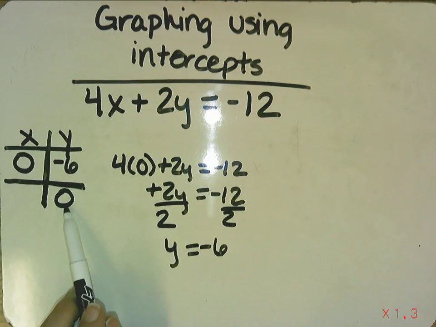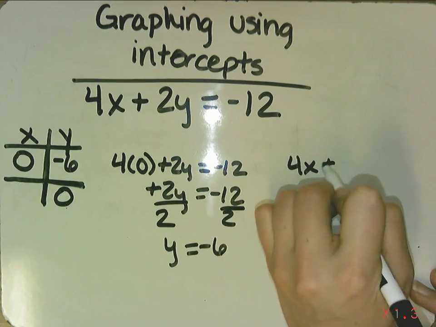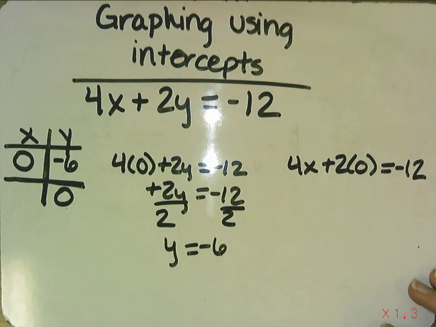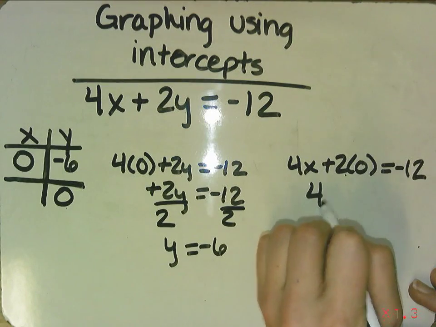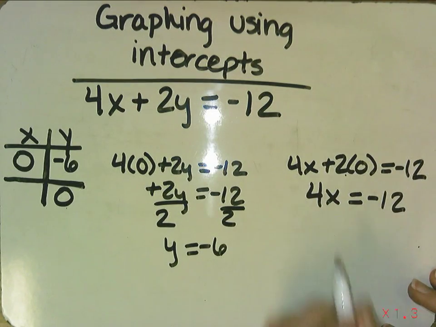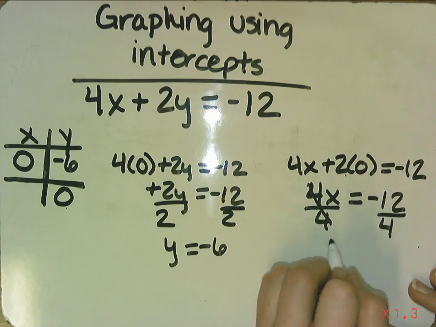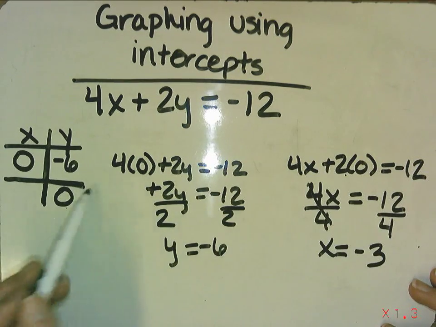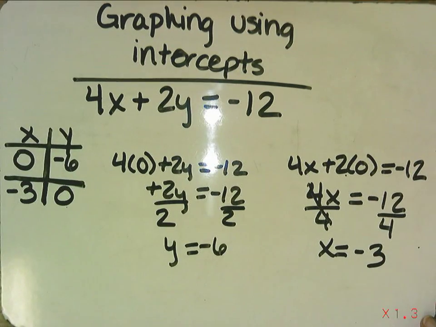Now I'm going to plug 0 in for y. So I have 4x plus 2 times 0 equals negative 12. 2 times 0 is 0, so I just have 4x equals negative 12. I'm going to divide both sides by 4, and I get x equals negative 3. So when my y value is 0, x equals negative 3.